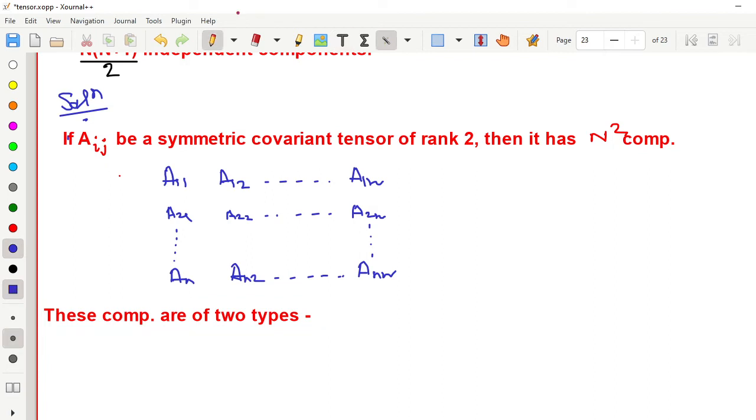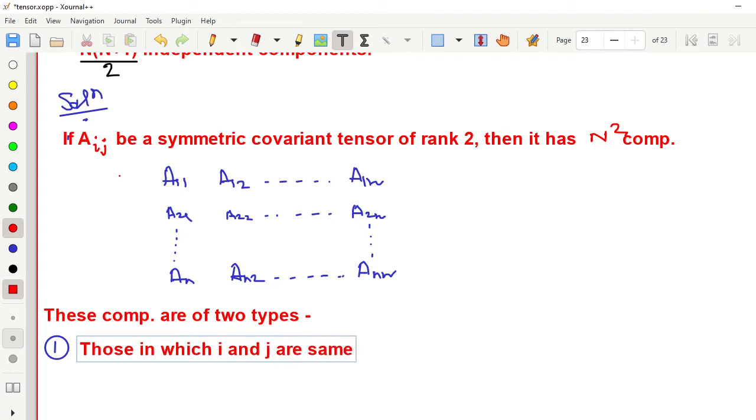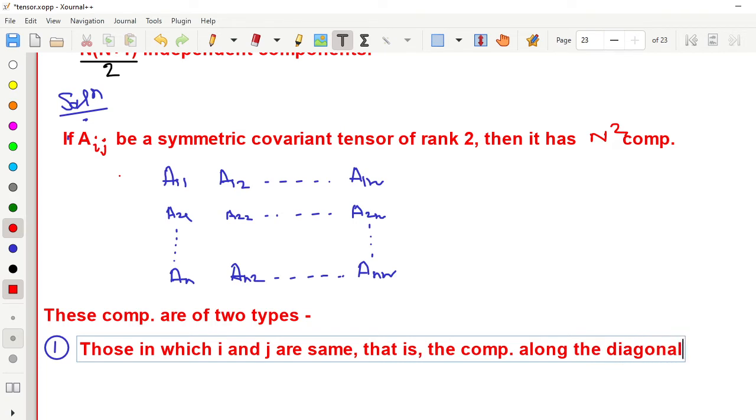এখানে ভাই দু ধরনের কম্পোনেন্ট আছে. কি কি তারা? What are the two types of components? এক নাম্বার টাইপ হচ্ছে those in which i and j are same. That is the component along the diagonal.